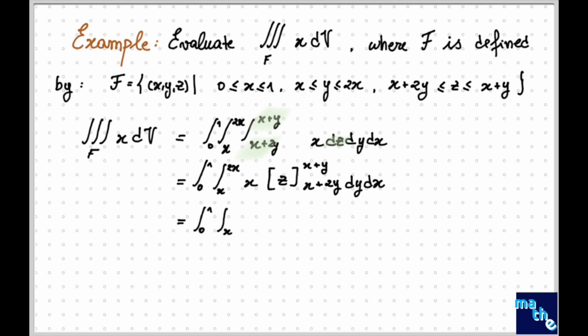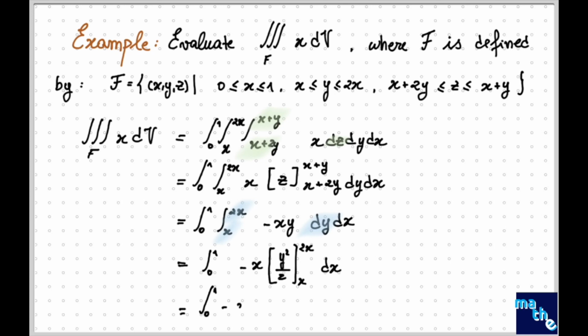Now I'm just making some simplifications. So we get the same double integral over the function minus x, y. And now we are going to integrate in order to y. So we get the integral from 0 until 1 for x of minus x times the integral of y evaluated to 2x and x, dx.